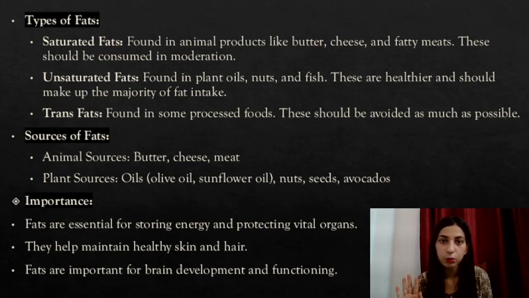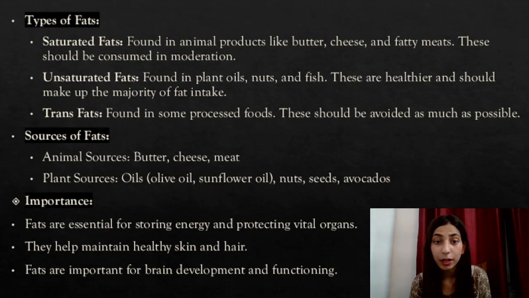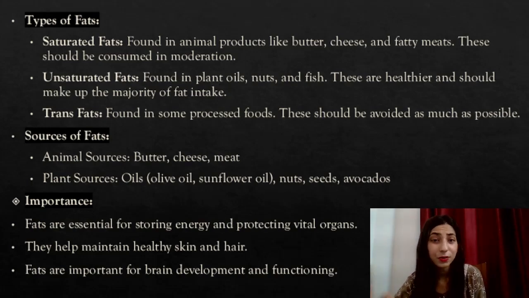So this is the fat that you are looking for, basically unsaturated fats. And saturated fats you can have, but in moderation. The difference might be that saturated fats are found in animal products, and unsaturated fats you get from plant sources. Then there are also trans fats.